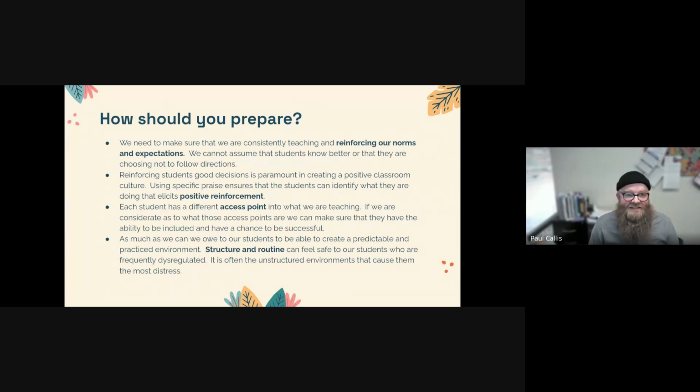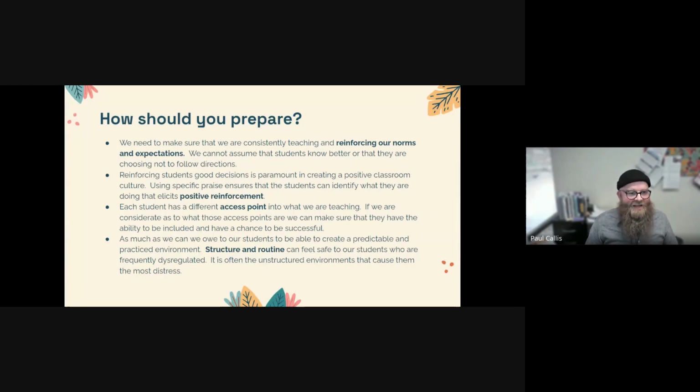Knowing that each student has a different access point into what we are teaching, if we're not considerate of what those access points are, we can just exclude them from everything that we're doing. If a lot of students can't read something and it's reading heavy, we need to figure out a way for them to participate and use their knowledge in order to be a part of the community and share.